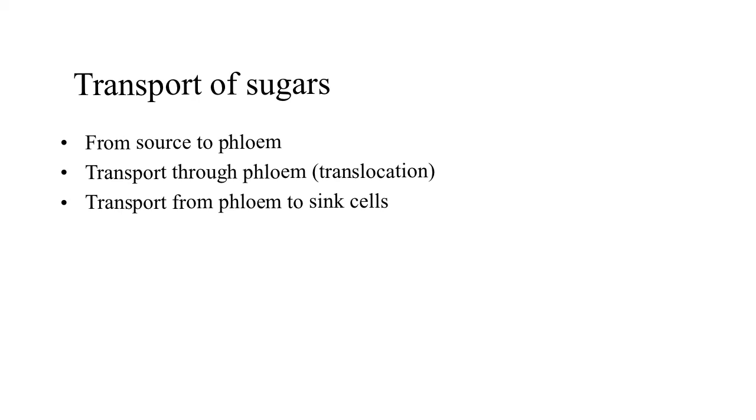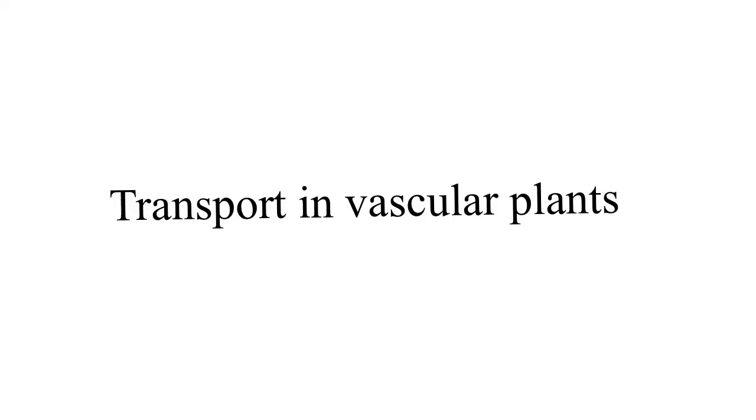And finally, we talked about how sugar is going to move from the phloem and into the sink cells. And that's going to be passive transport, so we don't have to put any energy into it. And then the water from the phloem will move back into the xylem, and that maintains that turgor pressure difference between the source cells and the sink cells. And that is it for today's lesson on transport in vascular plants.